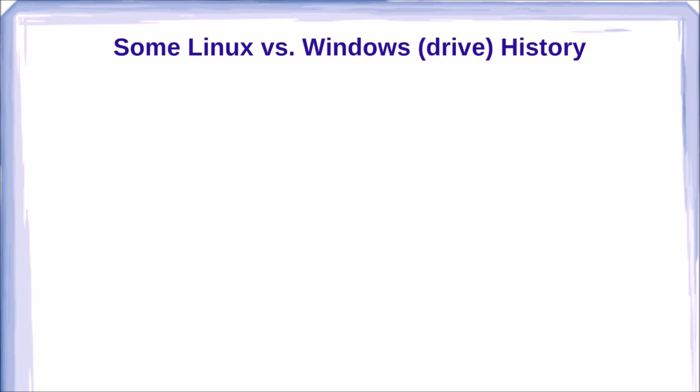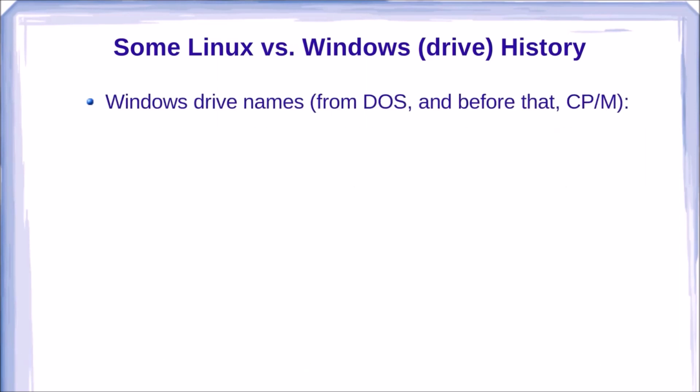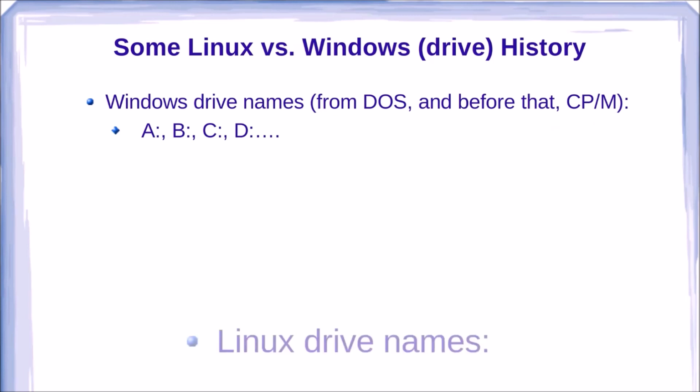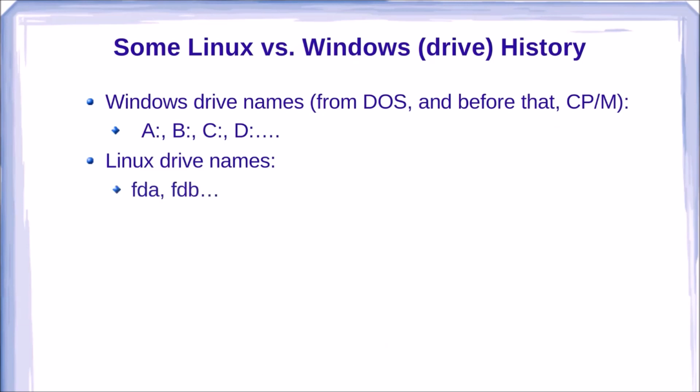Going to talk about drives, non-volatile storage. Historically, it was a rotating drive, so we'll talk about those. Windows drive names were derived from DOS, and before that, CP/M. You had your A and B, which were typically floppy drives, and when DOS got into the big time and had hard drives, it went on to C, and maybe when CD-ROMs came along, it was D. Linux drive names are different. They don't use drive letters exactly. Your floppy drives are FD, floppy drive. First one is A, second one is B, if you have two.